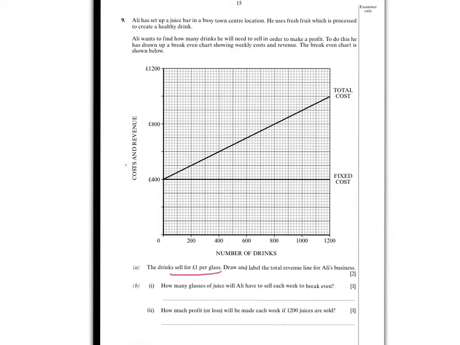Draw and label the total revenue line for Ali's business. Well, if he gets £1 in every time he sells a product, how much money will he get if he sells nothing? He will get nothing. So you'd start there. And to make this really quick on yourself, all you've got to do is say how much money would he make at the maximum amount of drinks. So if he sold 1,200 drinks and he sells each one for £1, what's the amount of money he'll get? He'll get £1,200. So if we go there.